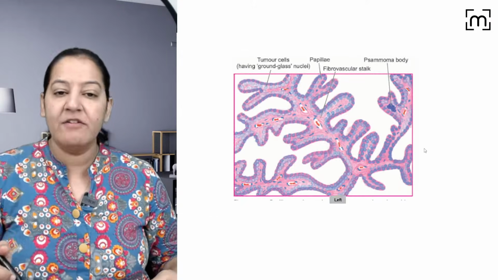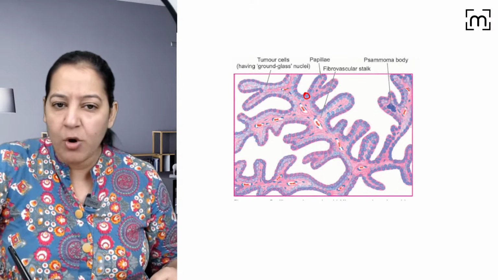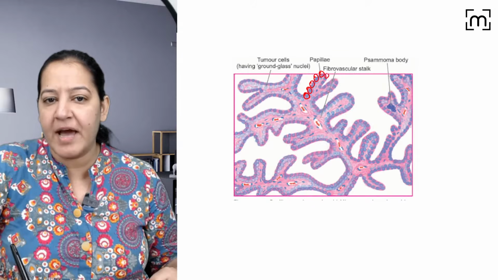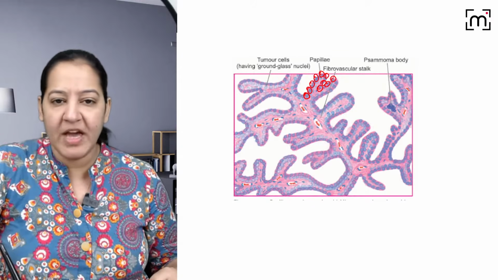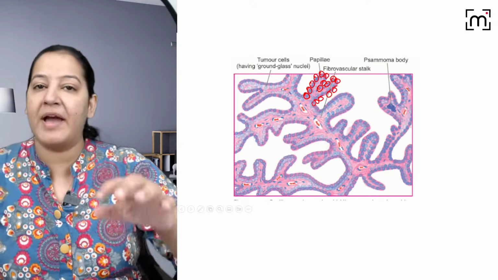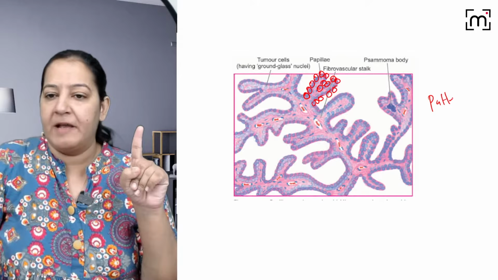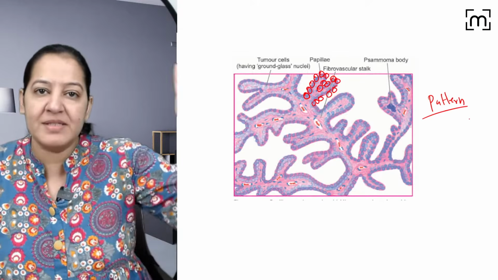You can see where are the tumor cells. Where are the tumor cells? Okay. These all cells are tumor cells. One by one I am drawing. Can you see it? So the tumor cells, now there is a peculiar way in microscopy how to describe it. The first thing you have to say is the pattern. First say the pattern, how the tumor cells are arranged.